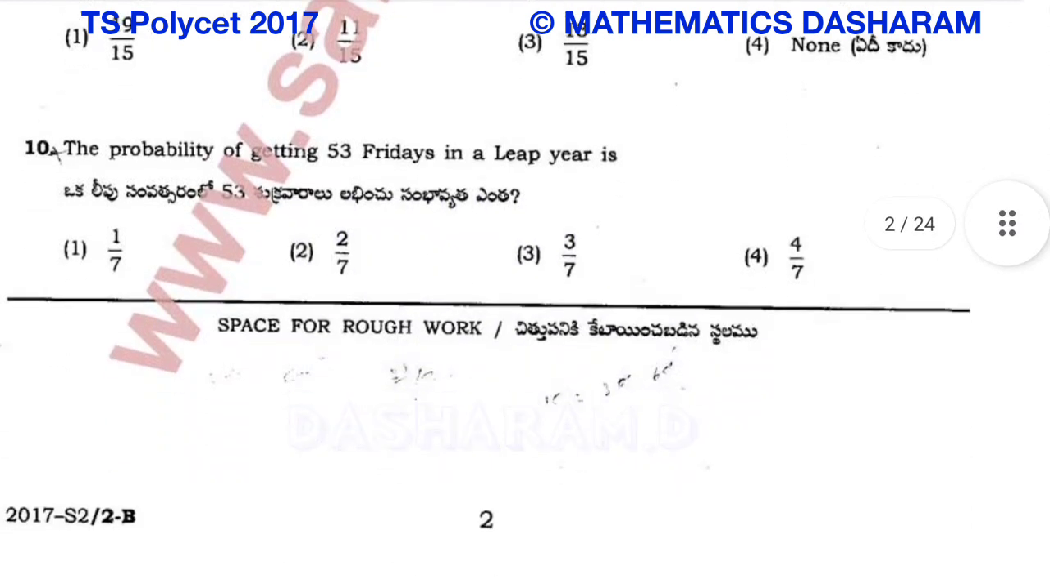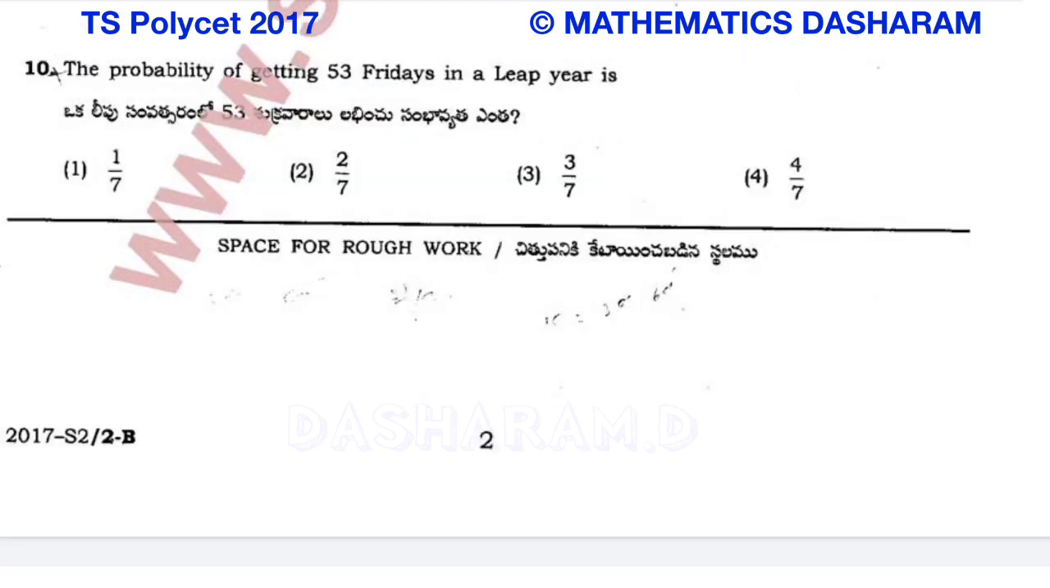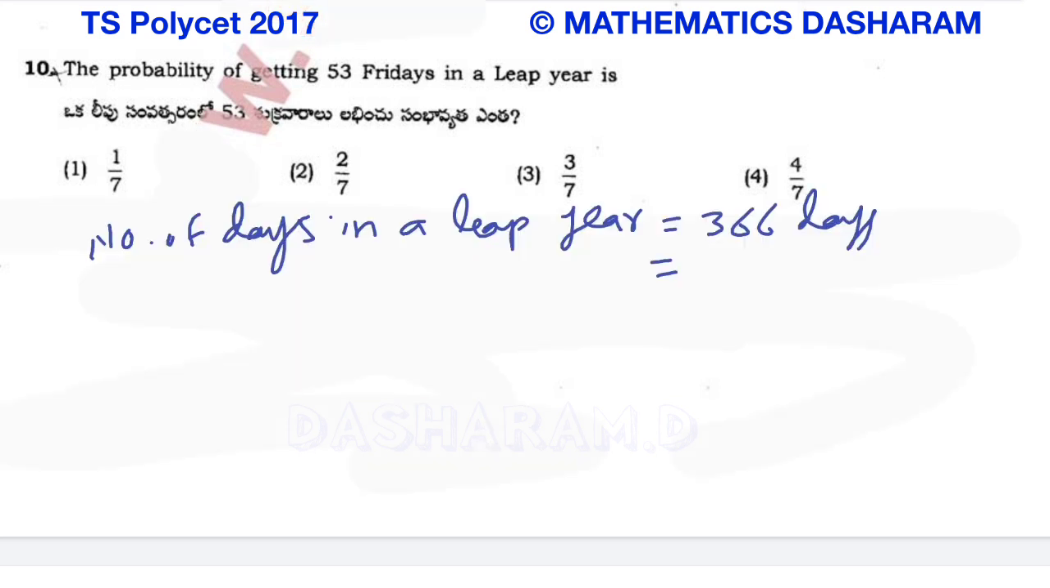Next, 10th question. The probability of getting 53 Fridays in a leap year is. So number of days in a leap year is 366 days. So it is equal to 52 weeks plus 2 days. So 366 days equal to 52 weeks plus 2 days. And each week, we know very well, has 7 days.